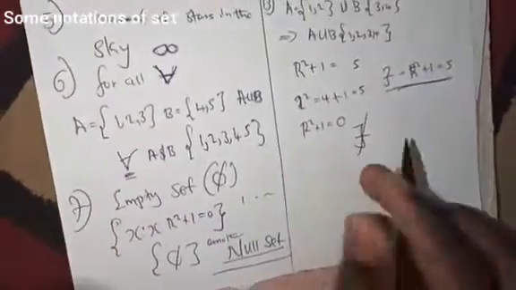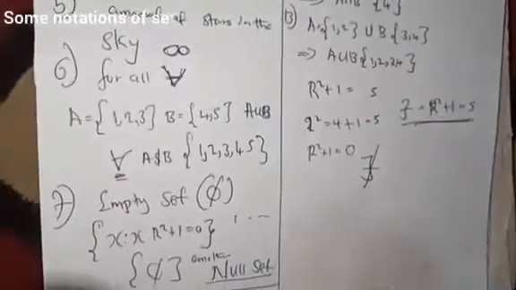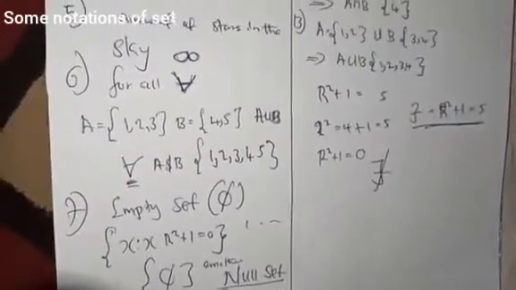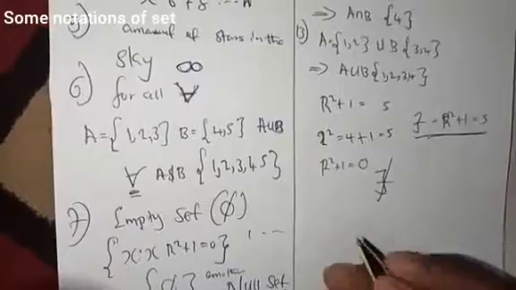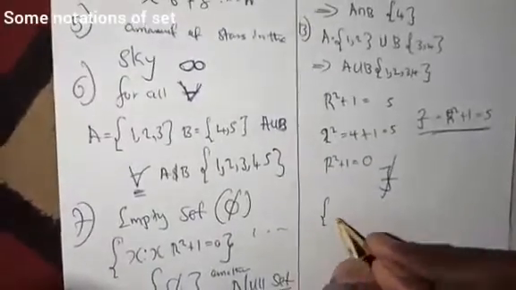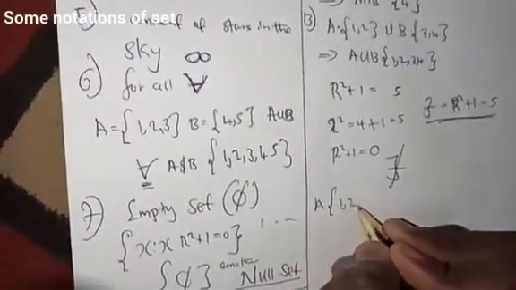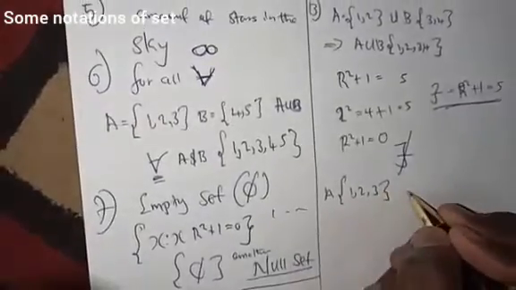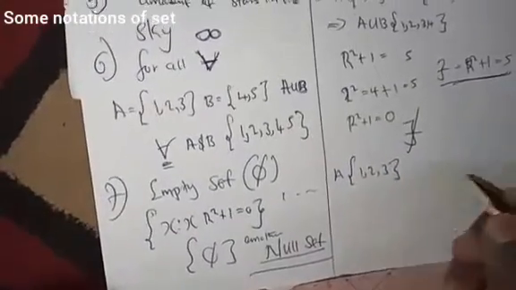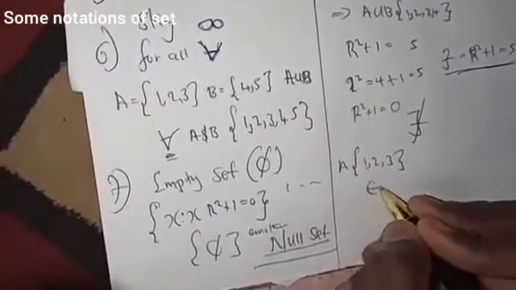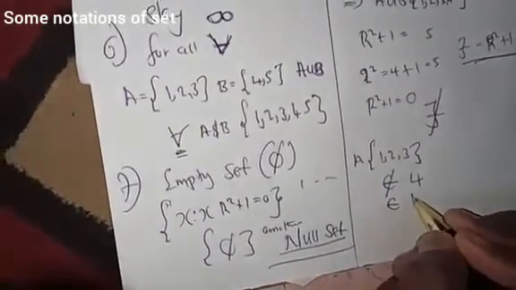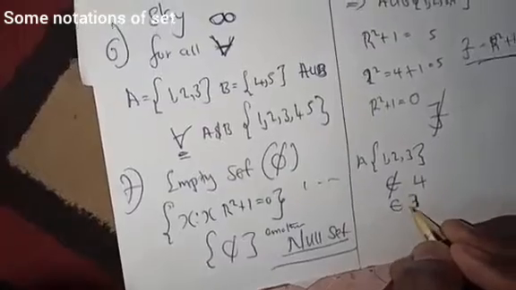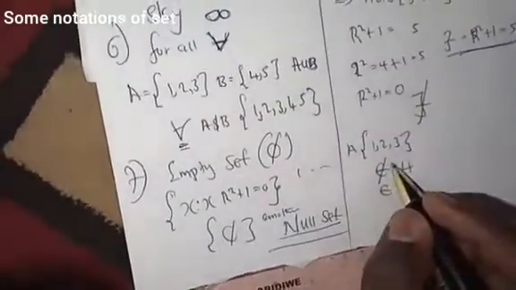If you say belongs to, this is normal English. We are simply referring to the element that belongs to a particular set. And if you say does not belong to, we are referring to an element that does not belong to that particular set. For example, if in set A we have 1, 2, 3, then we can definitely say 4 does not belong to set A, but 3 belongs to set A.